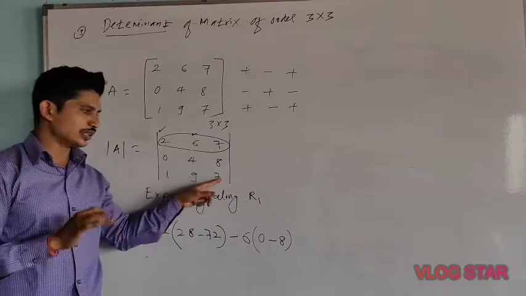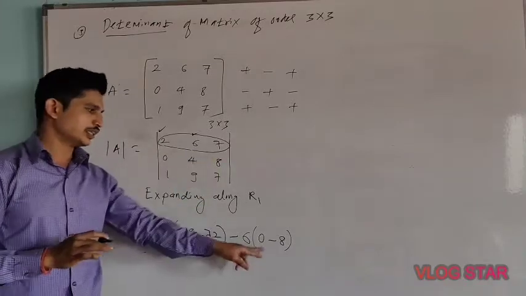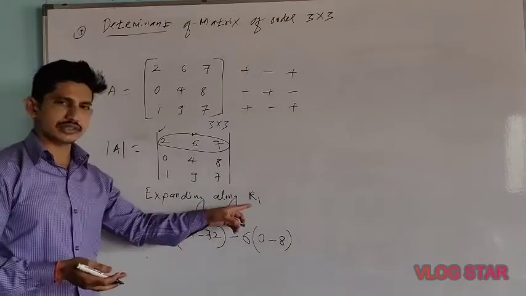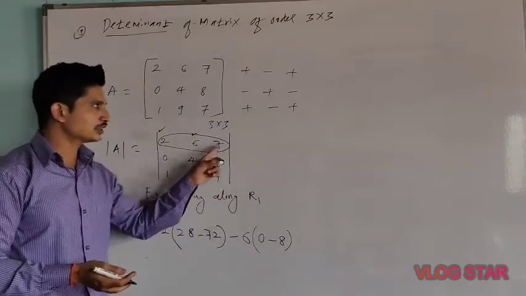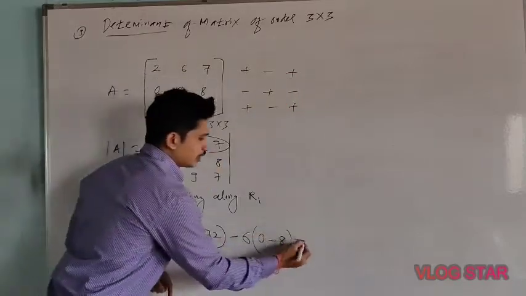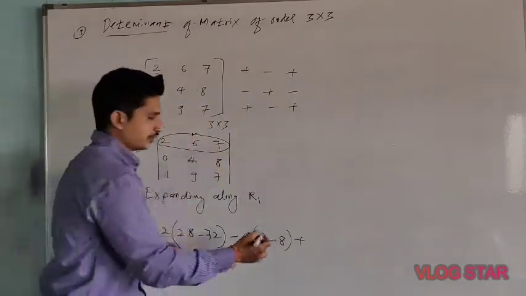0 into 7 is 0. 8 into 1 is 8. 0 minus 8. Okay, over. Now one more element is there in R1, which is that 7 element. For this, the sign is what now here? Plus sign. So plus sign you take here and the element is 7.